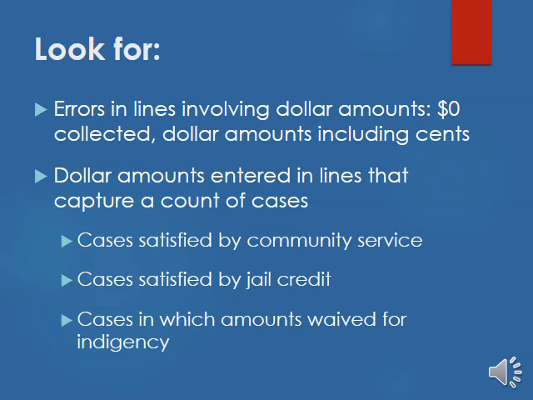Errors in lines involving dollar amounts are another common issue. Some of the lines we found that to be true are cases satisfied by community service, satisfied by jail credit, and where amounts were waived for indigencies. These lines should contain the number of cases, not a dollar amount.